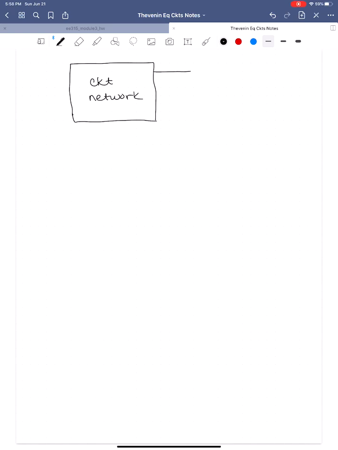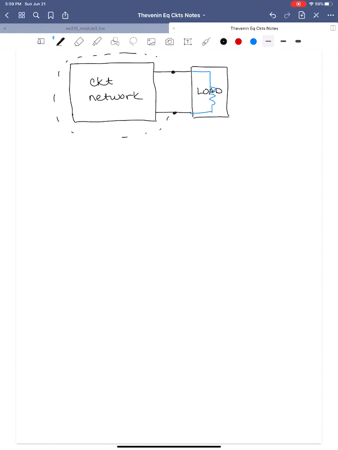And if we can isolate one element, which I'm going to call the load, okay? So one element, and we isolate it by two nodes, okay? So this could be, say, I'll draw it in blue, a resistor, okay? Connected at 2 points.